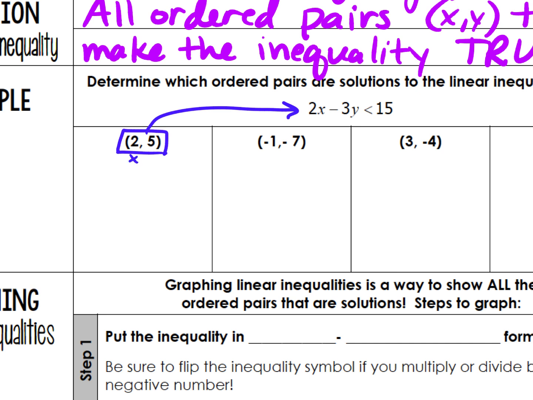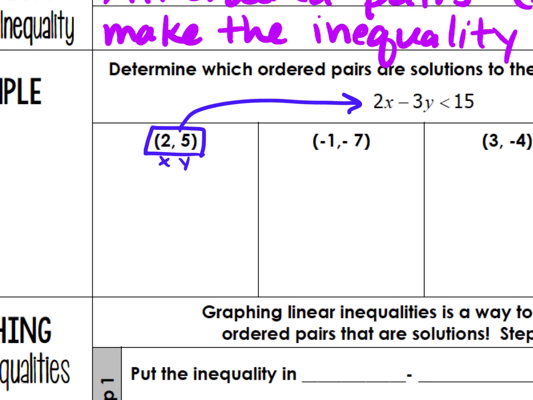So this is X, and this is Y. So that's what you're going to do. You're going to plug in the X and the Y. So you're going to say 2 times 2, right? This 2 gets dropped in here, minus 3 times what? 5 is less than 15. Now it's PEMDAS. Now you're just going to simplify both sides of your inequality and determine, is it true?